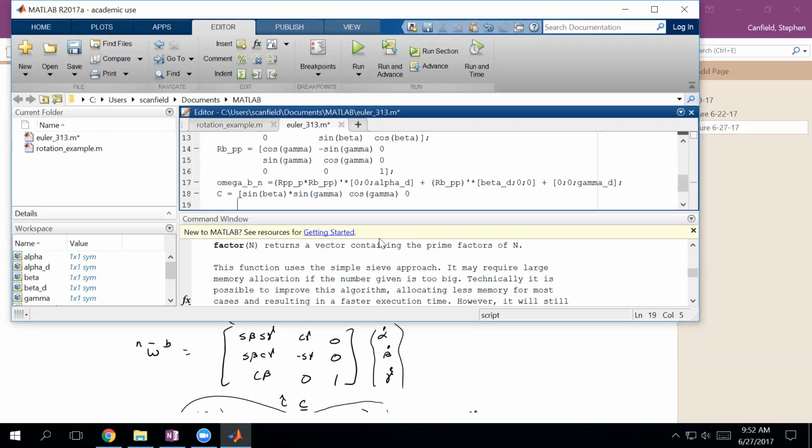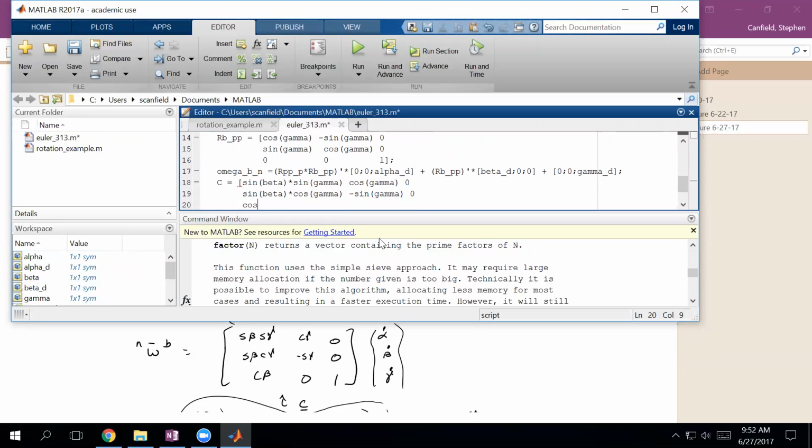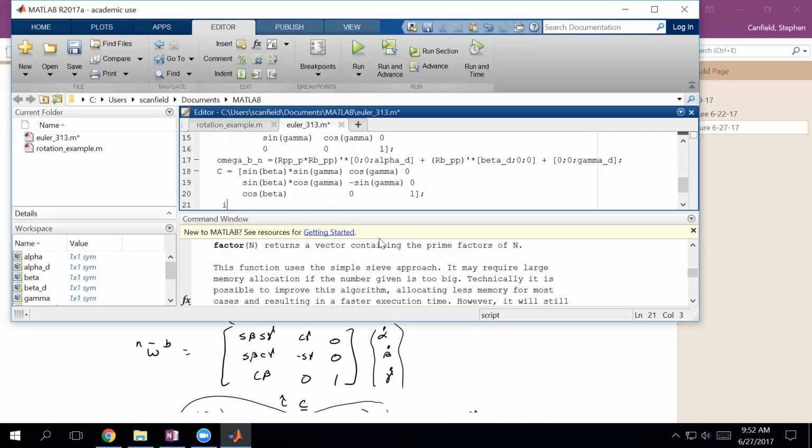Third term was 0. Second row was sine beta times cosine gamma. Second term was minus sine gamma, 0, and then cos beta, 0, 1. Okay, and then what I want is the inverse of C. So I'm going to say the inverse INVC is inverse of C. And I'll print that to the screen.